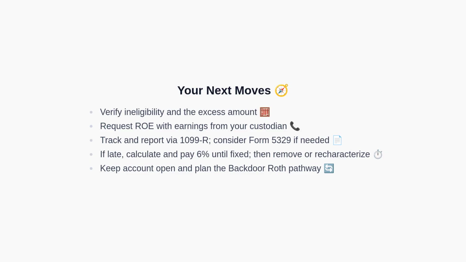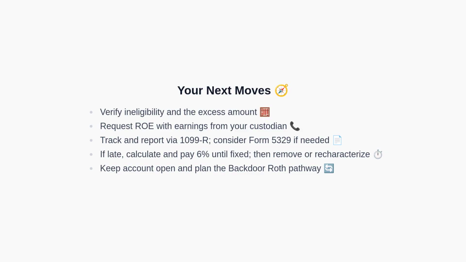To recap, verify that you are ineligible and confirm the excess amount. Then, request a return of excess contribution from your custodian, and ensure earnings are included. Track the paperwork and report correctly when the 1099-R arrives, adding Form 5329 if needed. If you are late, compute the 6% excise tax for each year the excess remained, and then remove or recharacterize. Finally, keep the IRA open and plan for a backdoor Roth to maintain access to tax-advantaged growth.